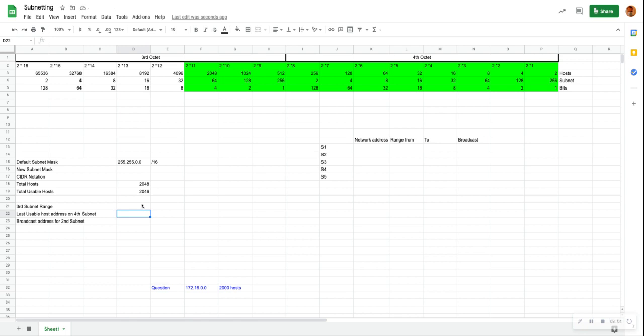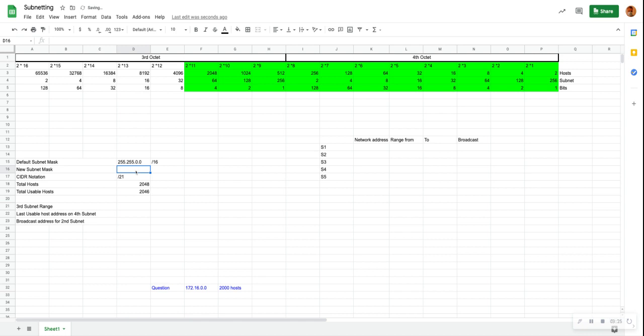Okay, our new CIDR notation. Because our default is 16, the first and the second octet would all be ones. As we go into the third octet, we have 1 here, 1 here, 1 here, 1 here, 1 here. So we've got 5 more. So our new CIDR notation is a /21.